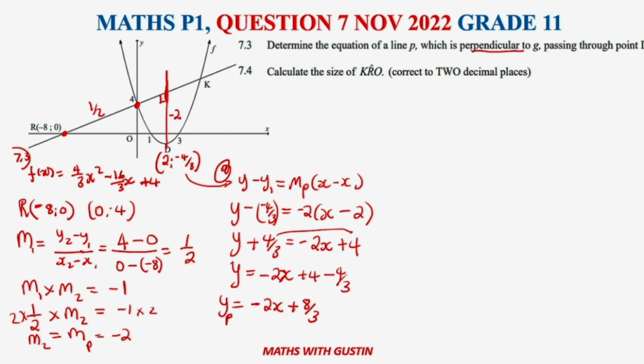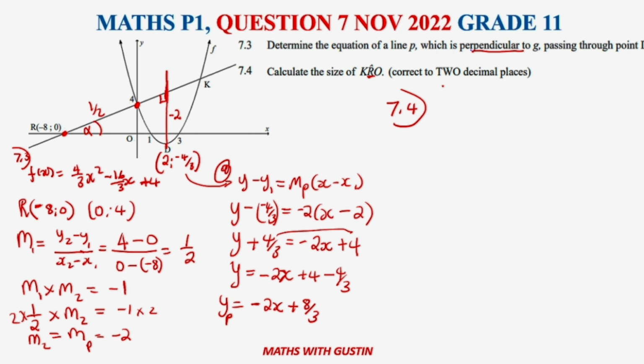Now they said 7.4: calculate the size of angle KRO, correct your answer to 2 decimal places. Okay, let's have a look. This is K here, but they're looking for R, so this is R. They said K R O, so it means that we are looking at this angle here. Okay, I'm just going to mark it.